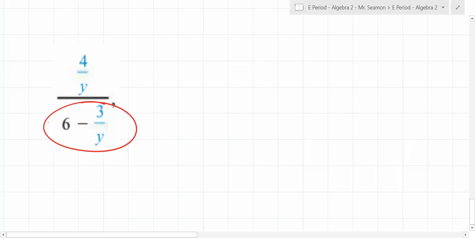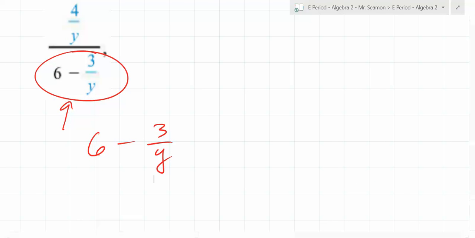We could focus just on the numerator or just on the denominator. We could simplify one of them. So to add or subtract fractions, you need a common denominator. So if we wanted to simplify this one, how would you simplify 6 minus 3y? What would you do first if you wanted to combine those fractions?